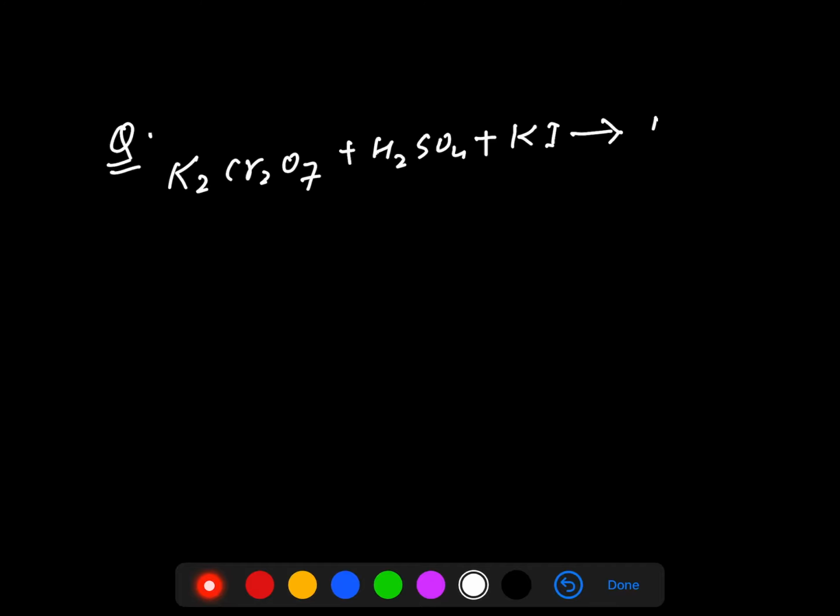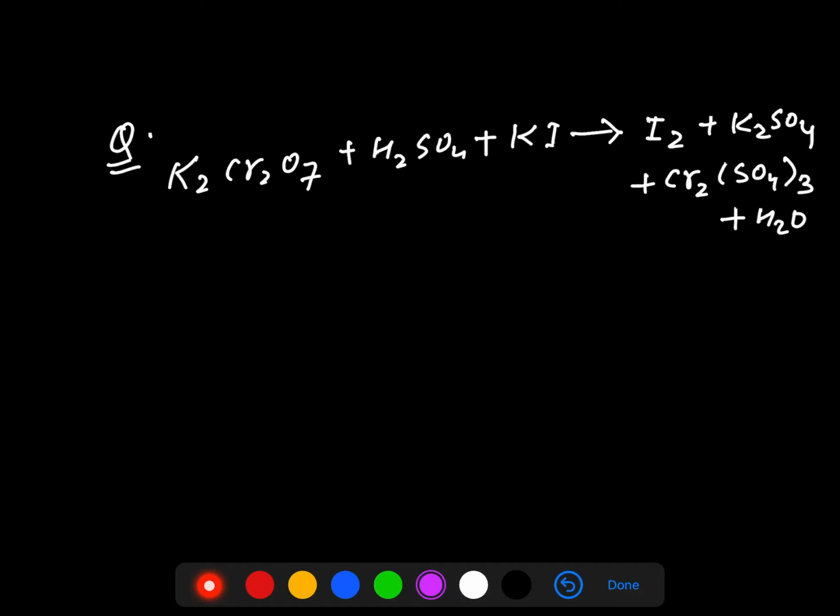Let's see a bit more complicated problem. So the question is: K2Cr2O7 plus H2SO4 plus KI gives us I2 plus K2SO4 plus Cr2(SO4)3 plus H2O.